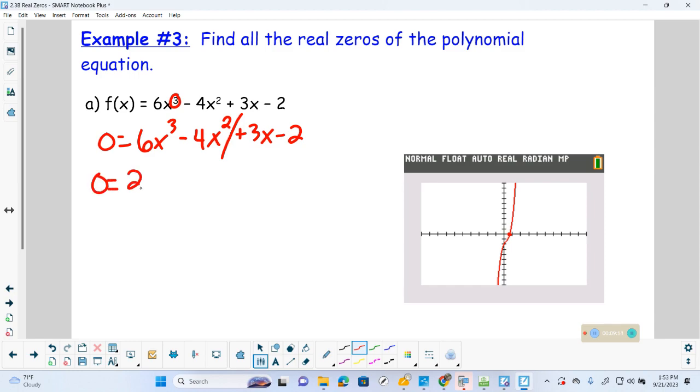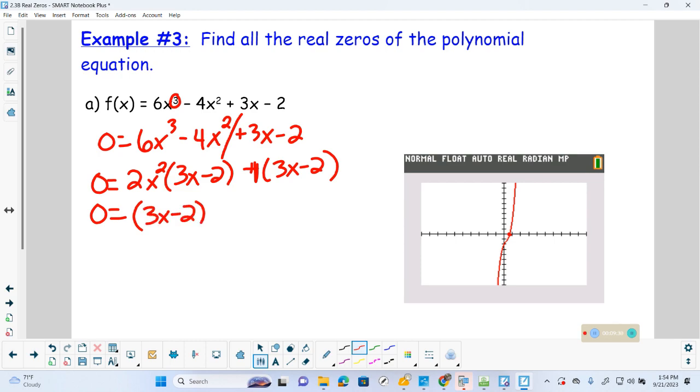I can take a GCF of 2x squared off the front 2 terms, 1 off the back. Oh, looking good. We have those matching sets of parentheses. So really think of those matching sets of parentheses as your next GCF. And then we're left with our 2x squared and our 1.